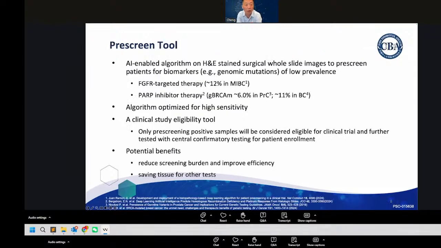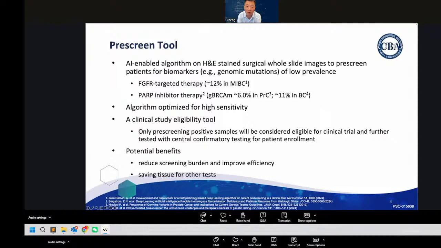So first of all, let's take a look at the pre-screening tool use case. H&E staining is already done on almost every cancer patient. And it is the very first step to tell the pathologist whether there is cancer or there is no cancer. In addition, it can provide the tissue architecture. Therefore, the H&E stained slides are typically available for almost all patients. And recent research has already uncovered that certain histological patterns on the H&E stained slides may correlate with specific genomic changes.